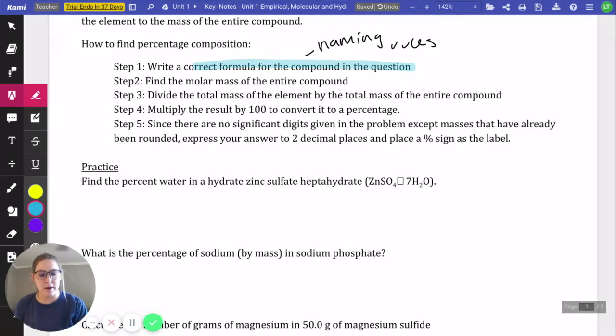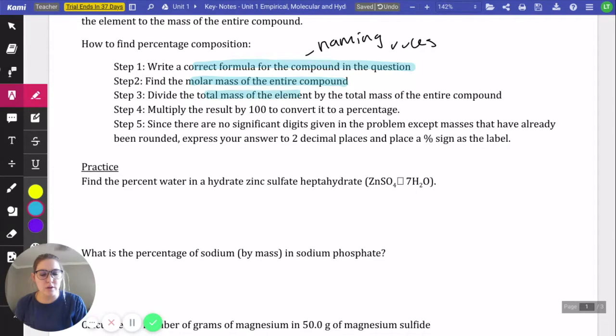And then you'll find the molar mass of the entire compound. So find molar mass. You do that by adding up all your masses from your periodic table. Once again, I would highly recommend printing off the AP periodic table. It's linked on Canvas, but you can also just Google AP Chemistry periodic table. The College Board one should pull up for you.